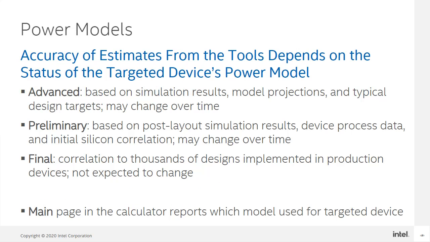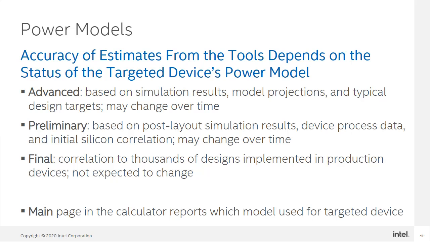3 power model types are available, depending on the target device selected. Advanced and preliminary models allow you to perform an early power analysis on devices that may not be available yet for purchase, but are available for starting a design in the Intel Quartus Prime software. Advanced models are the earliest models available based only on simulation results. Preliminary models used post-layout simulation results along with correlation with actual silicon. Both advanced and preliminary models are subject to change after further characterization.